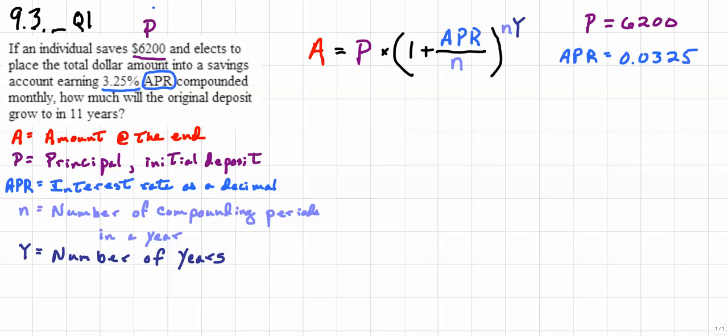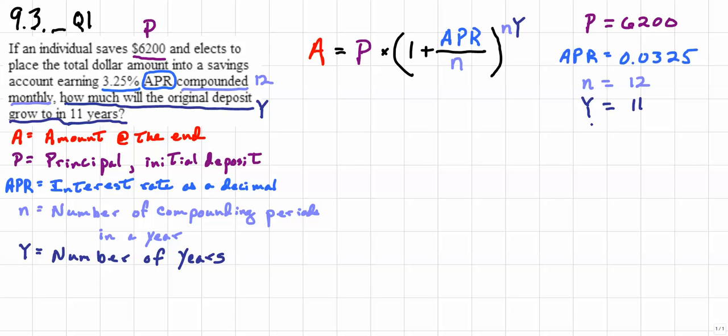Compounded monthly, well, compounded monthly, that would be the number of compounding periods in a year. So that would be 12. So over here, N is equal to 12. And we're going to do this for 11 years. How much will the original deposit grow to in 11 years? So that is your big Y.